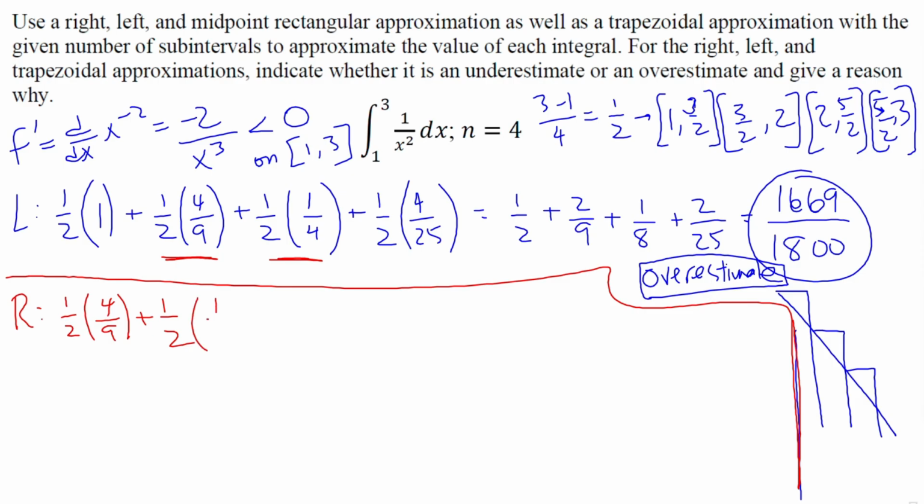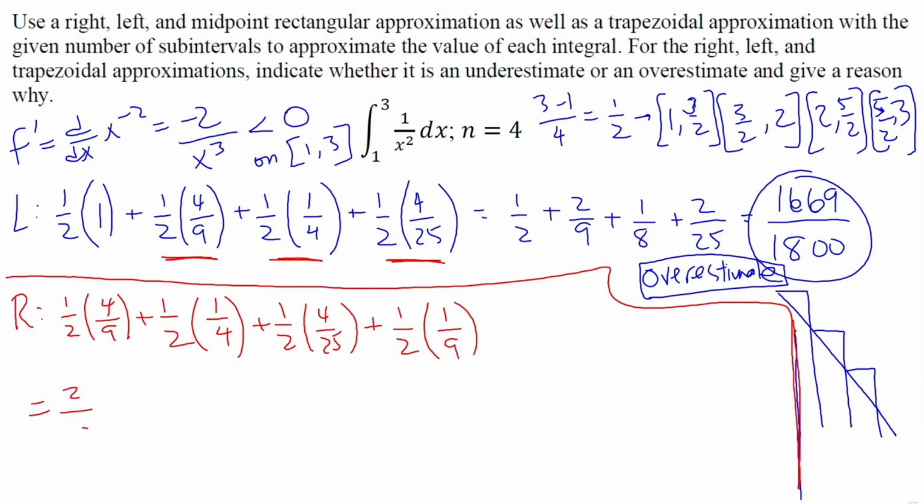That was the next one that we got right when we plugged in 2. And then 1/2 of 4/25. That's what we got here when we plugged in 5/2. And then when we plug in our last right endpoint of 3, it's 1/2 of 1 over 3 squared, or 1/2 of 1/9. So what we end up with is 2/9 plus 1/8 plus 2/25 plus 1/18.